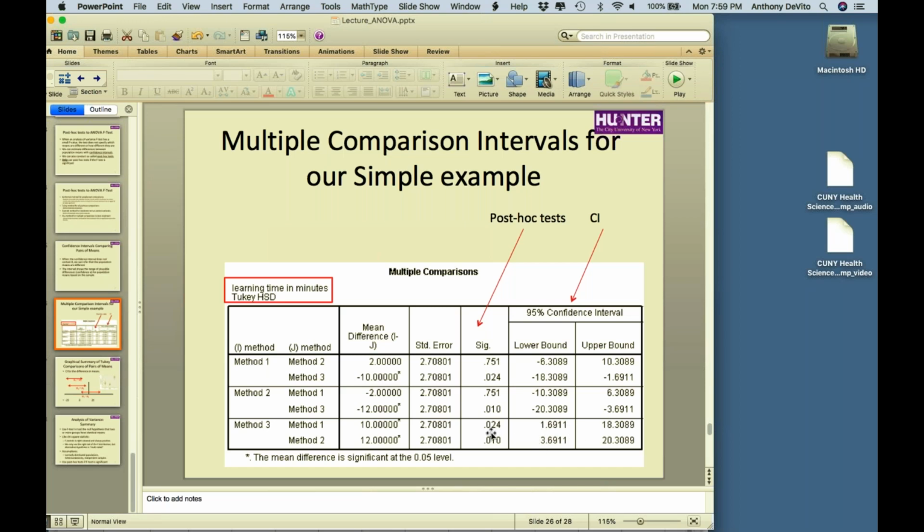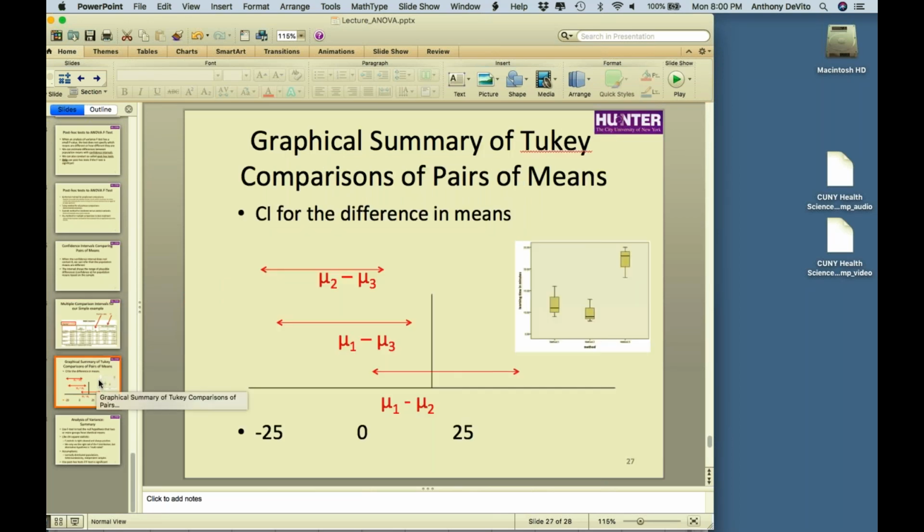So notice that works for both of these. A p-value less than 0.05 here in the significance, and a confidence interval that doesn't have 0 between the upper and lower bound give you the same result. Reject the null hypothesis that the means are equal to one another. Okay, and here's another look at it graphically.